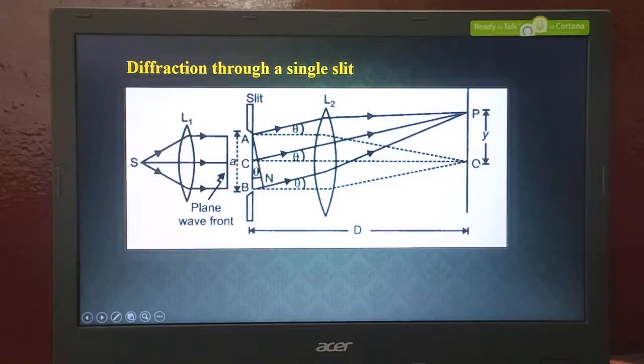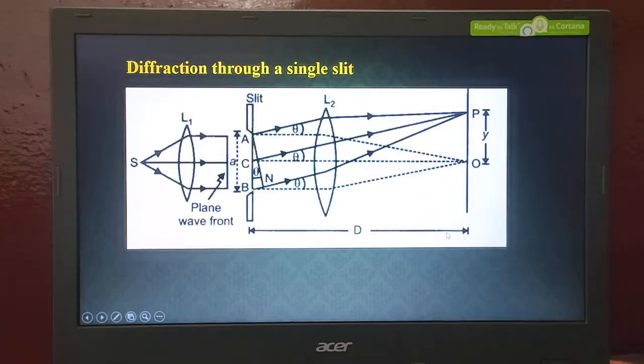Here the origin will get the central bright region. Actually, the diffraction pattern, the deviation of light, happens in this particular direction also, not only in this direction, not only in point P. If we assume a point P dash here, the diffraction pattern will also happen here. Okay, it happens throughout the screen.